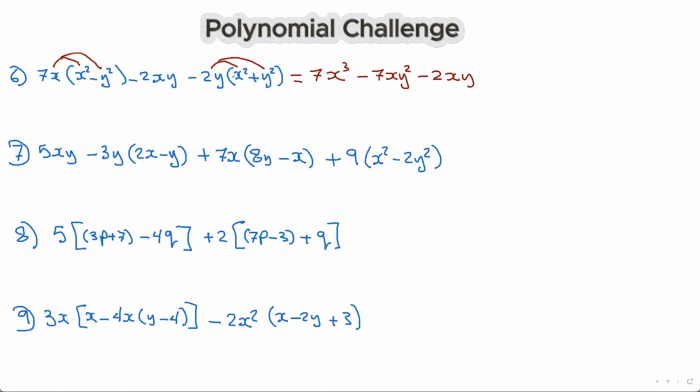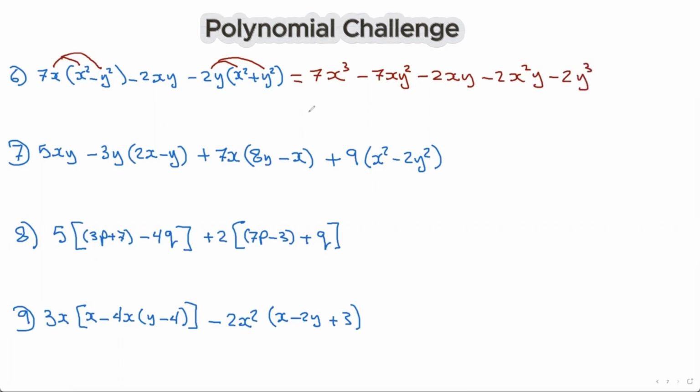Now, negative 2y times x squared is negative 2yx squared, or x squared y. It doesn't matter the order as long as you get the exponents correctly, because 2x squared y is the same as 2yx squared. These two are exactly the same. Let's go back to the question. Now, that's negative 2x squared y, and then negative 2y times positive y squared will be negative, a sign changer, 2y cubed.